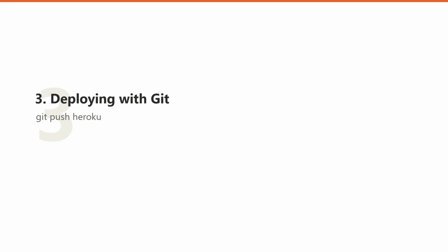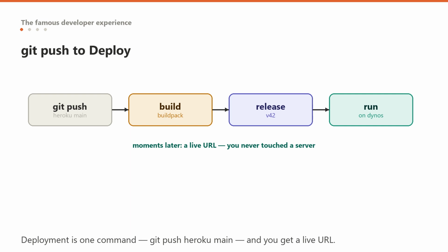Concept 3. Deploying. This is the feature that made Heroku legendary. To deploy, you run one command, git push heroku main. You push your code, exactly like pushing to any git remote, and Heroku takes over. It detects your programming language, installs your dependencies, builds your application, creates a version release, and starts your dynos running the new version. Moments later, you have a live URL.